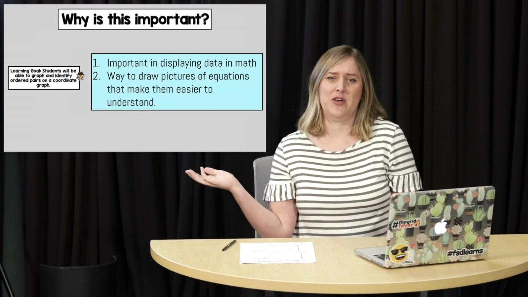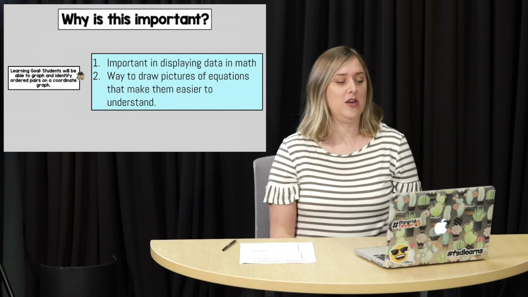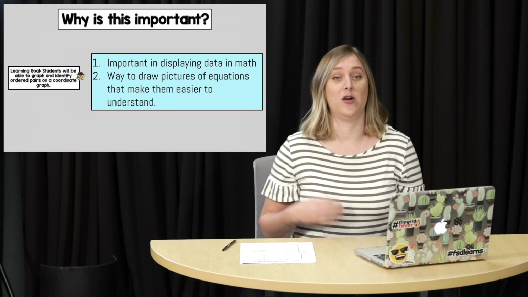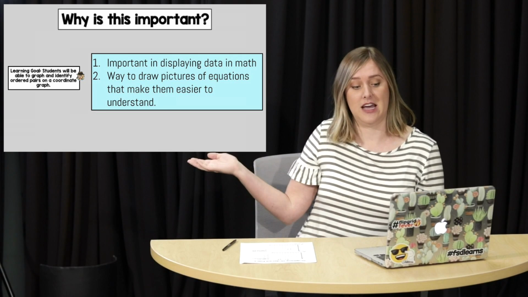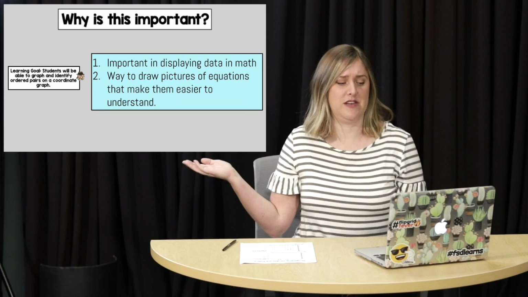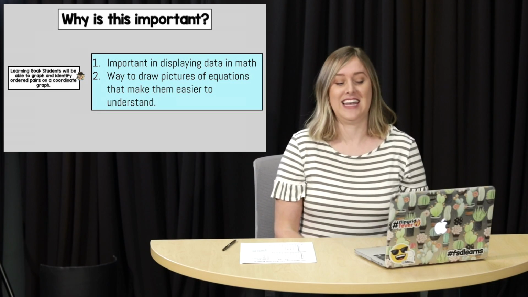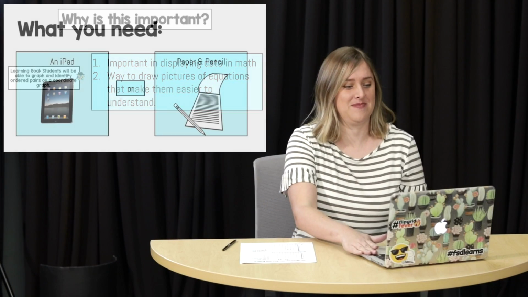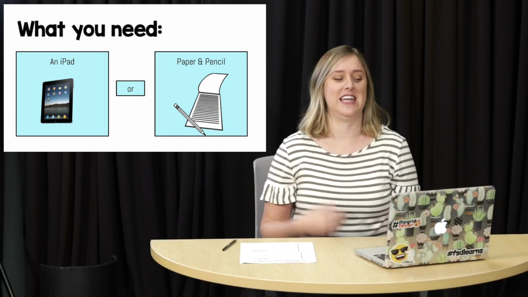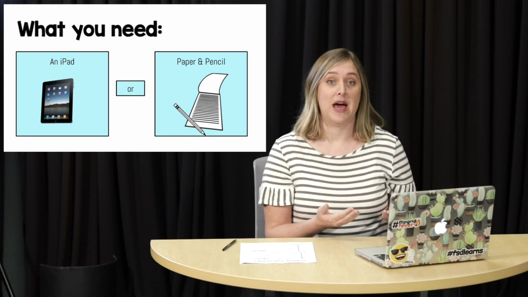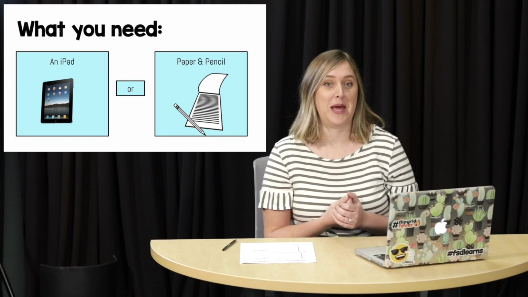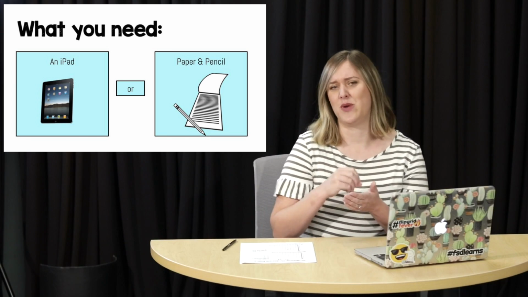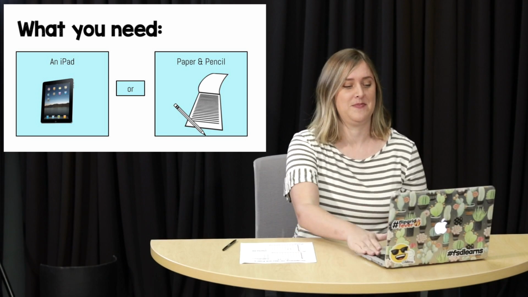Why is this important, you might be asking? Well, when you graph and identify ordered pairs on a coordinate plane, it's important in displaying math in data to draw pictures of equations that may make it easier to understand. So this is what you'll need for today. If you have an iPad, that would be great. If you don't, you can be just as successful with a piece of paper and a pencil, just something to write down and take some notes.